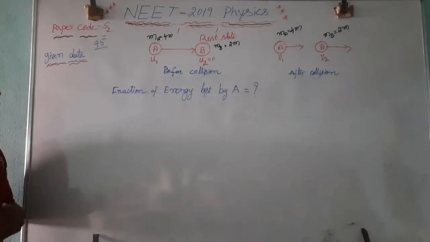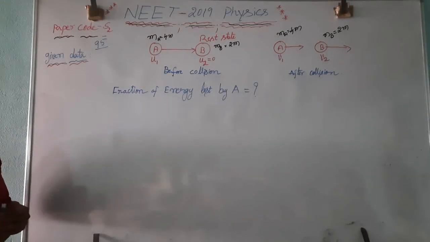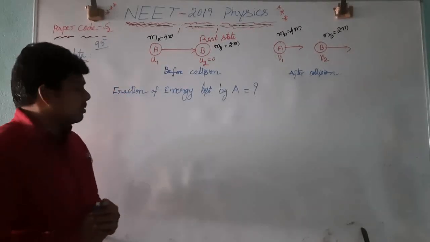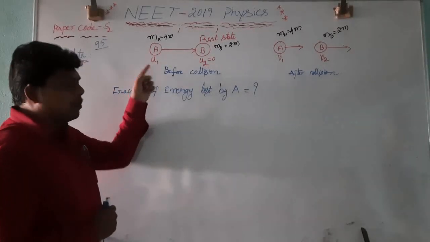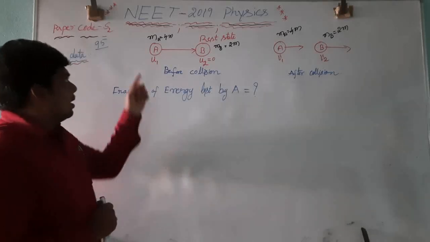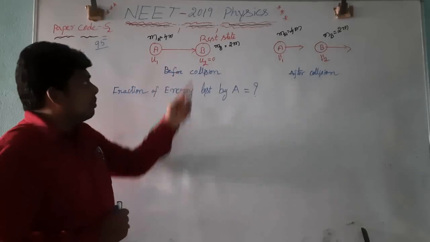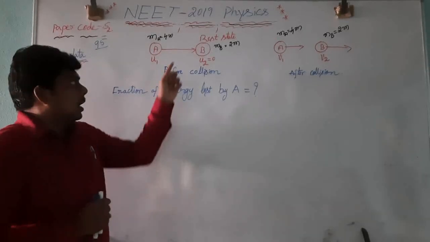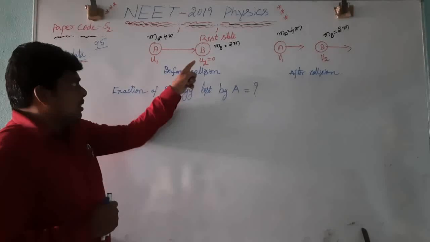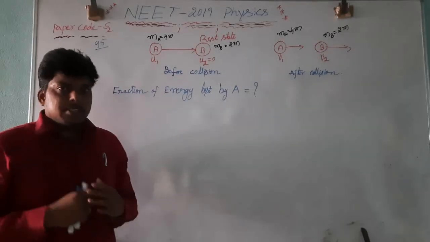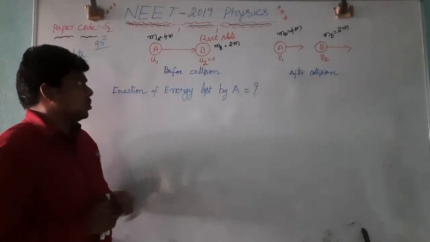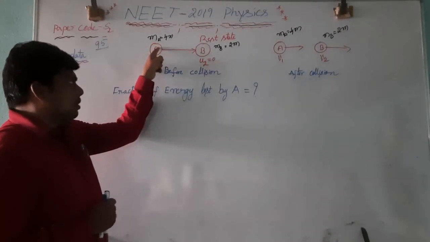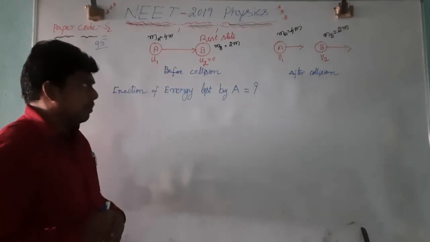The next question is 95. In this question, body A is traveling with velocity u. You make that u1. Body A is going to collide with body B, which is at rest. A is in motion and B is at rest. Since body B is at rest, its velocity is 0, so we have taken u2 equals 0. u1 is the velocity of body A, u2 is the velocity of body B.